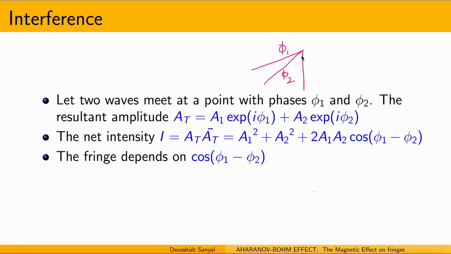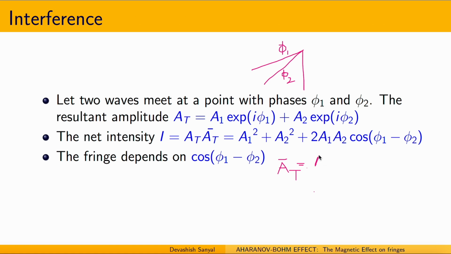So what is the intensity? Amplitude doesn't give us intensity. To find the intensity, we have to multiply AT, which is a complex number, by its complex conjugate. Then we will get the intensity at this point. And we know what the complex conjugate is. So what is the complex conjugate of AT? It is AT bar.